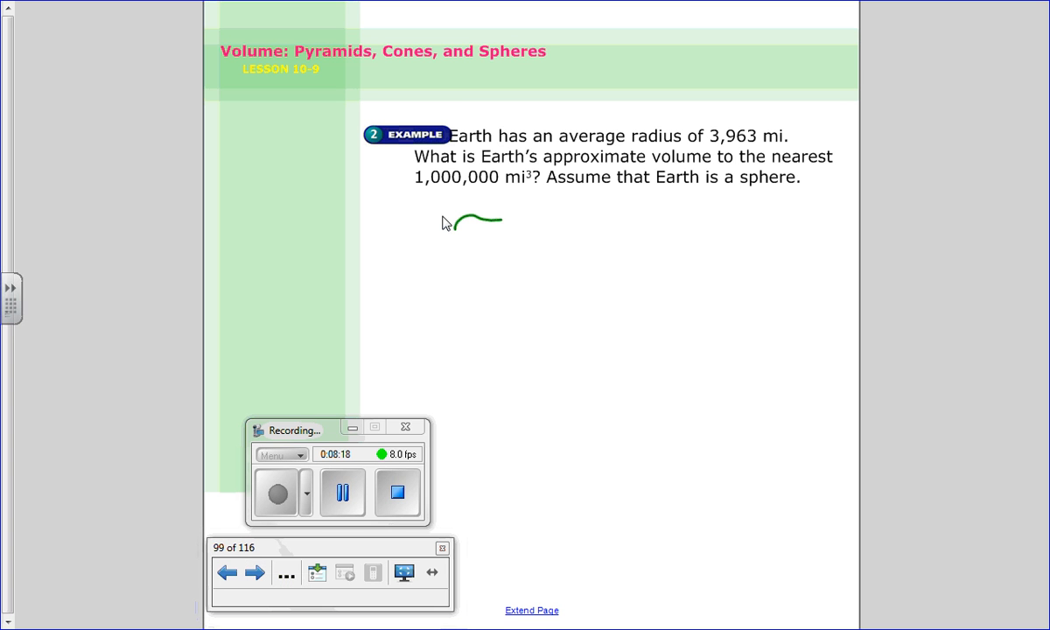So 4/3 pi r cubed. And you'll notice that I keep writing the formula down over and over before I do each problem. This is a personal choice for me because that way it sticks in my head a little bit better. So when I get to a quiz or a test, I have the formula down. That's why I choose to do it.